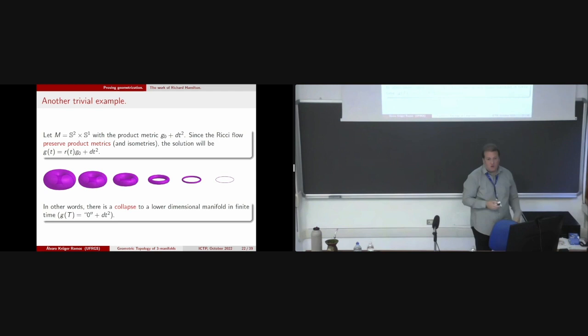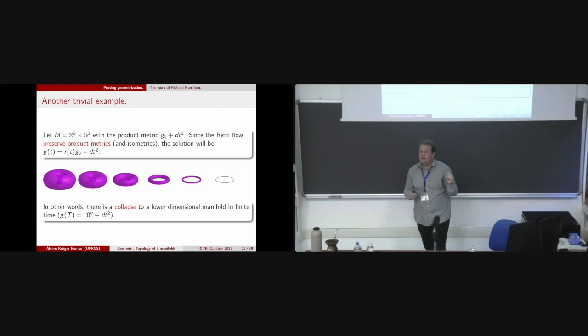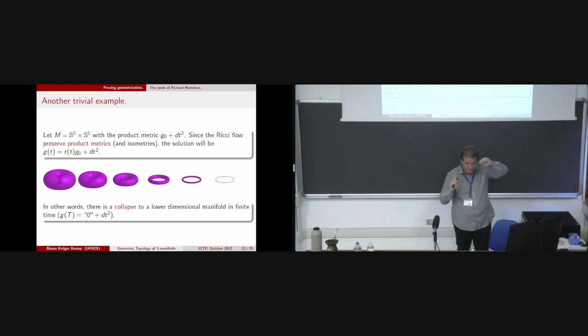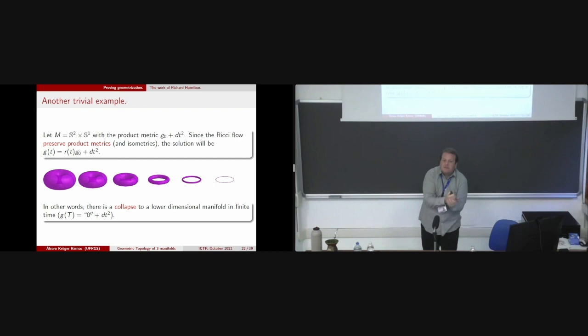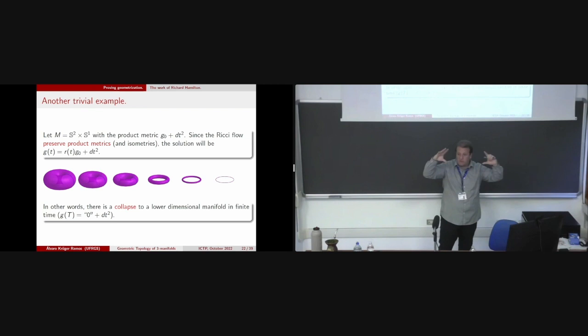You are seeing a collapse of the limit metric in finite time. It will be basically zero on the S2 factor. I'm not counting this S2 factor anymore, and I just see the metric on S1. So this is another type of singularity that the Ricci flow may develop. It's not just everything collapsing. You could also have dimension reduction: something of dimension three collapsing into something, in this example, of dimension one.